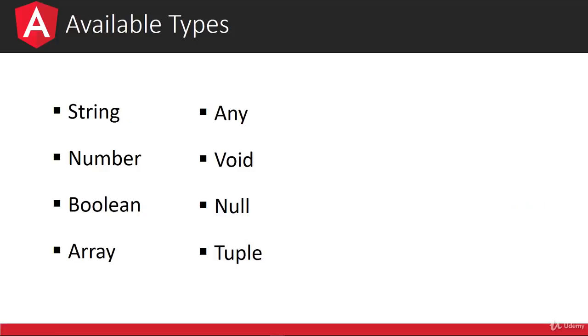Now, as far as available types in TypeScript, we have strings, numbers, booleans, which are true or false values, arrays, any, which means just that, we can have any type, void, which means that there's no return type, null, and tuple, which is kind of an ordered array. I'm going to give you some examples of these later on.